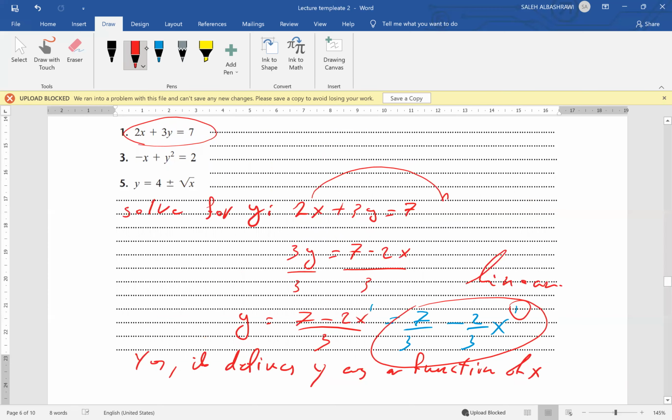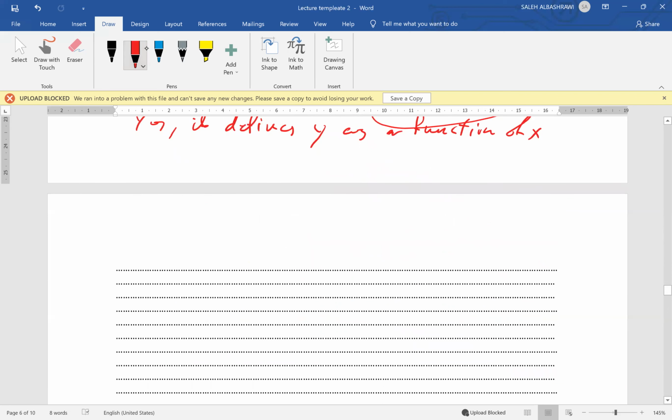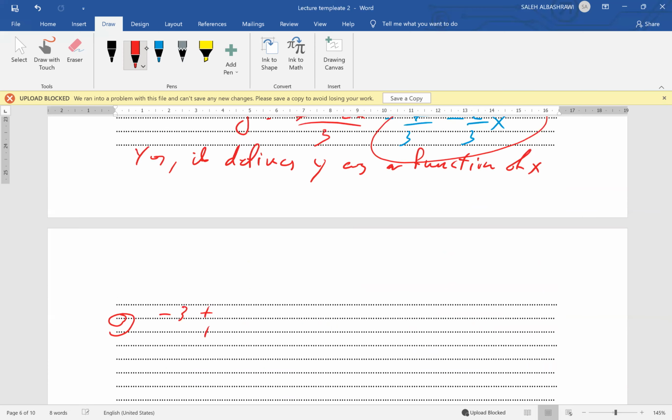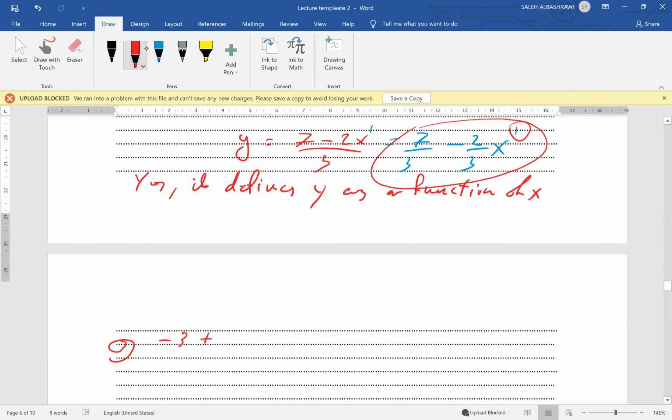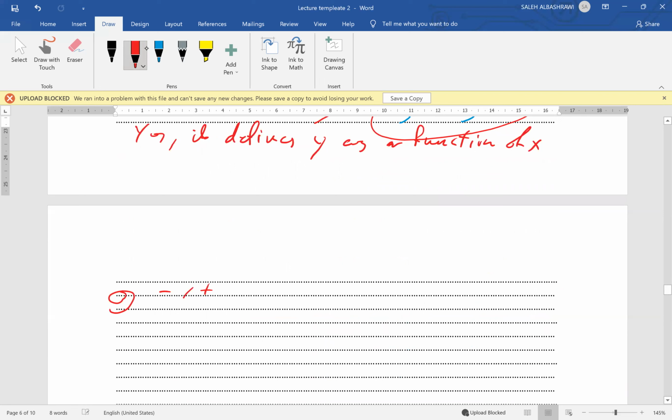For the next one, question number 3, I have minus x plus y squared equal to 2. Sorry, it is minus x. Again, we need to solve for y. I will have y squared equal to 2 plus x. Remove this to the other side. Then take the square root.